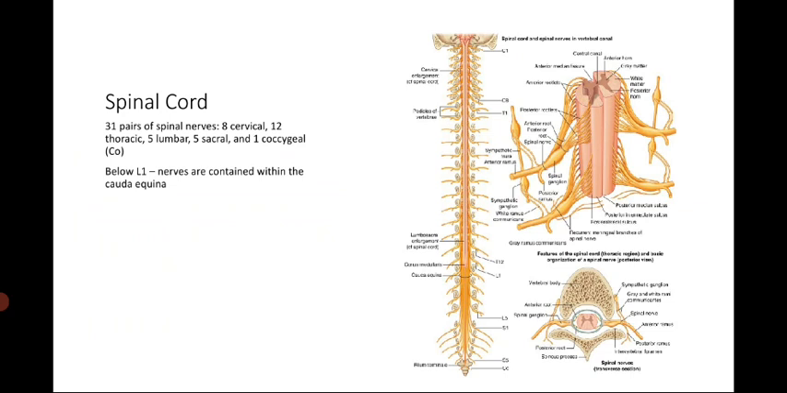Now for the spinal cord itself, we have 31 pairs of spinal nerves: 8 cervical, 12 thoracic, 5 lumbar, 5 sacral, and 1 coccygeal. Below L1, the nerves are contained within what we call the cauda equina.